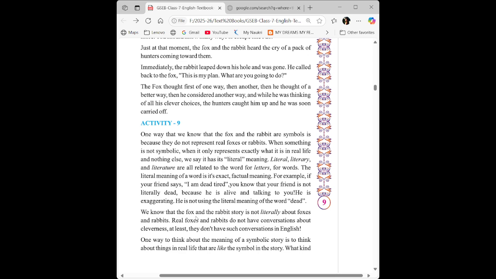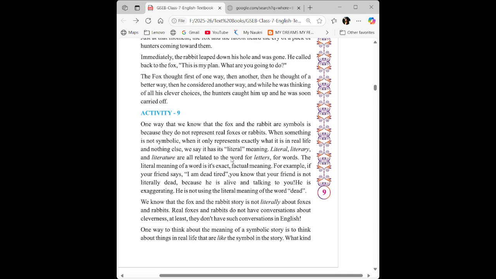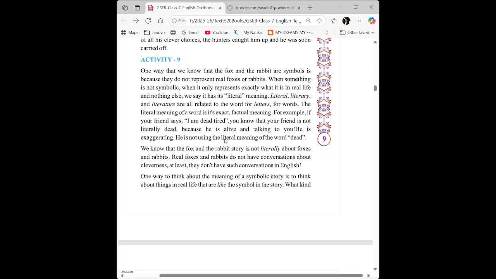So here, fox and rabbit stories are not literally about foxes and rabbits. Real foxes and rabbits don't talk that way. But see, they represent some people in life, right? A proud person, and another, like the humble person, so they represent the people in real life.